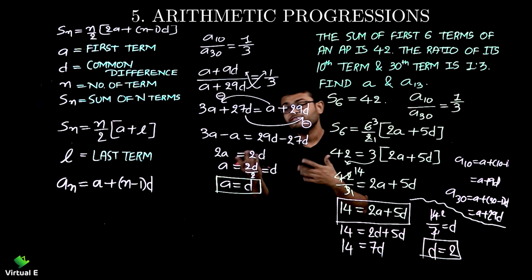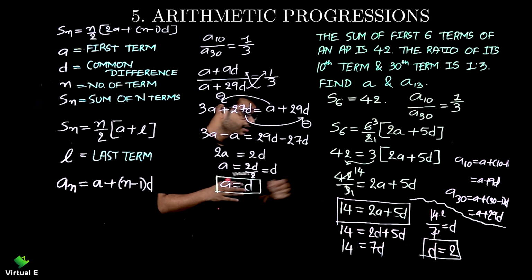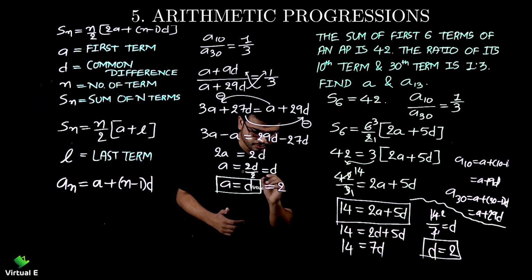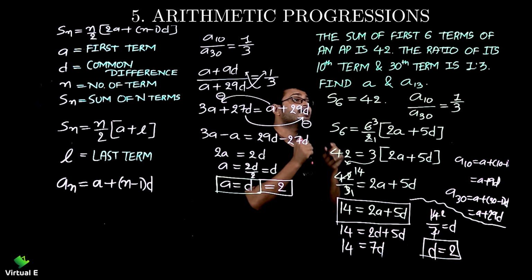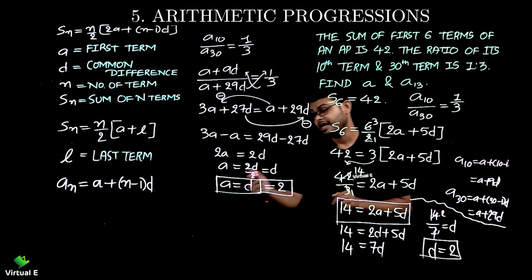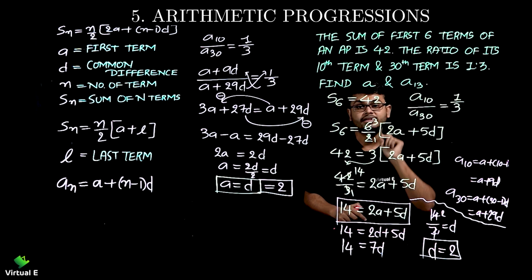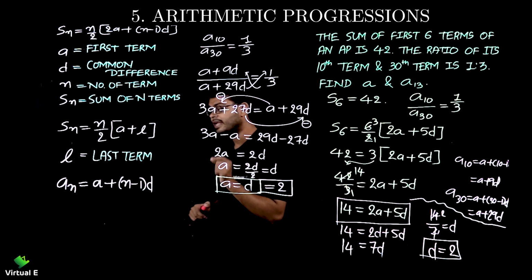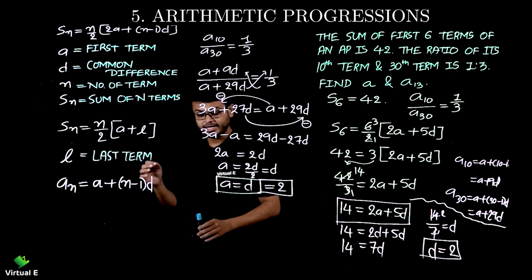So what is my value of A? They both are equal. So value of A is also 2. So I can write A is equal to D is equal to 2. This is my value of A and D. What they are asking in question? Find A. So value of A is 2. Done. Now I need to find A13. I need to find the value of A13. So let's get the value of A13.